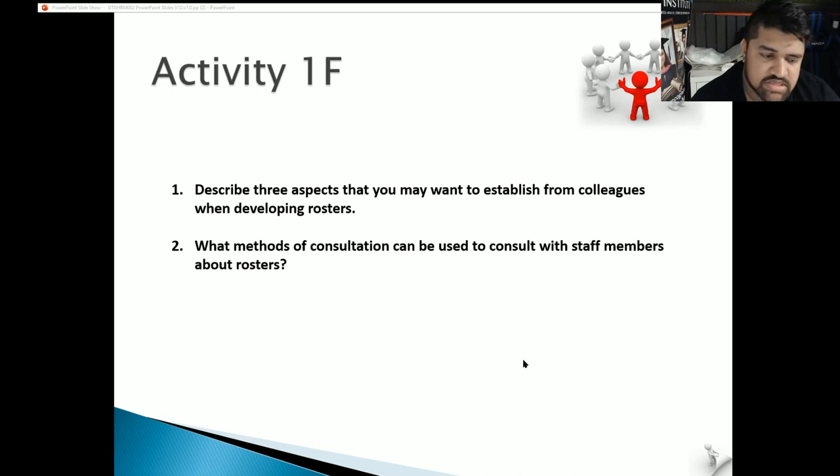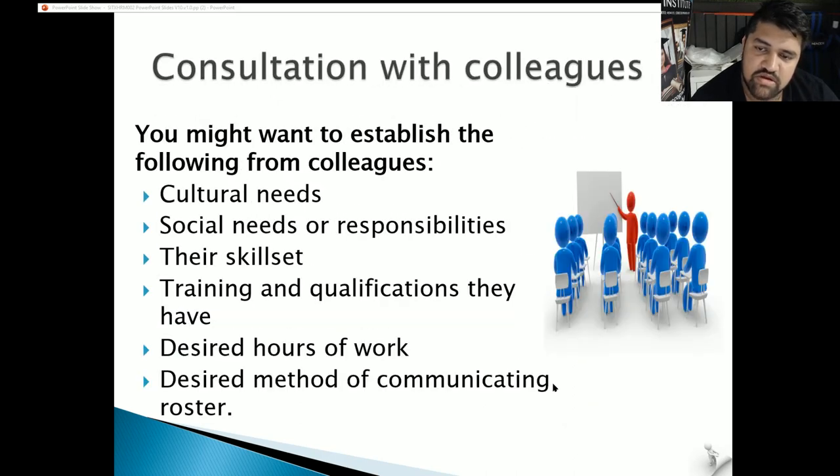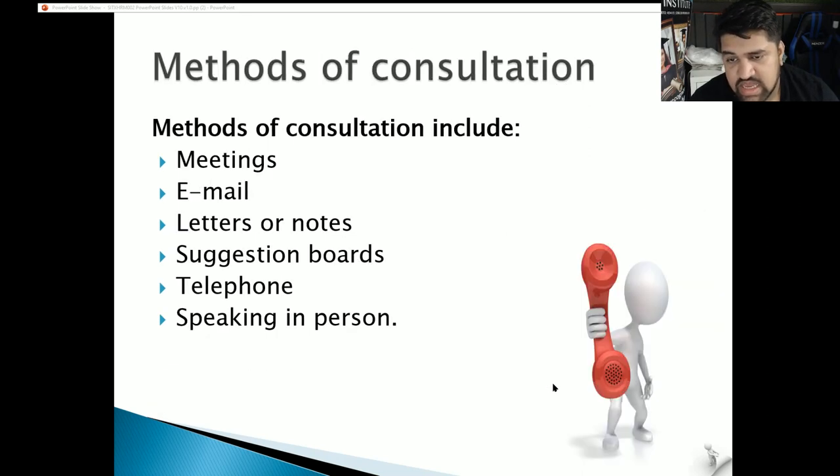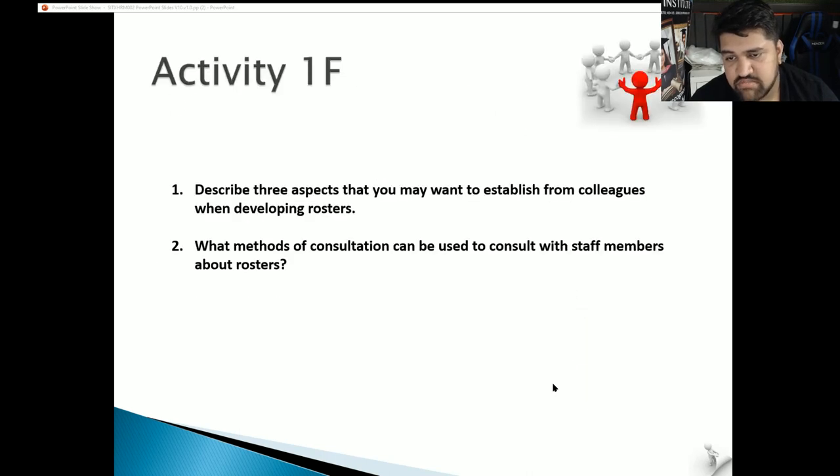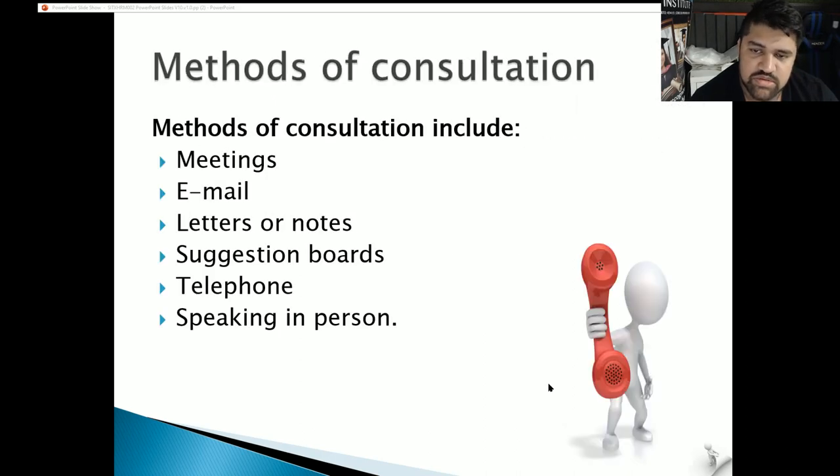Alright, so describe three aspects that you may want to establish from colleagues when developing rosters. We're thinking about their cultural needs, social needs, skill set, training and qualifications, their desired hours of work and how long they want to work, and how they want the roster to be communicated to them. For number two, we're thinking about what methods of consultation can be used to consult with staff members about rosters. So we can use meetings, emails, letters, suggestion boards, telephone, or speaking to them in person.